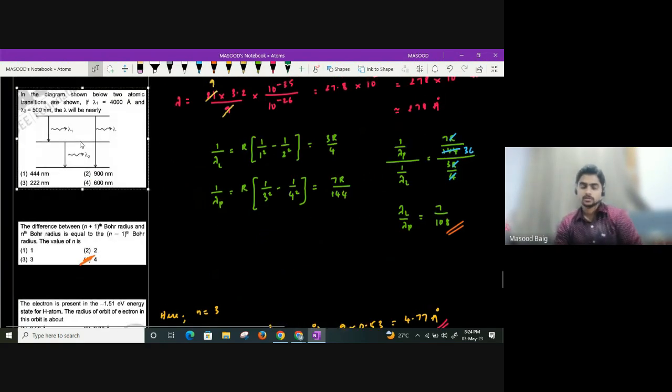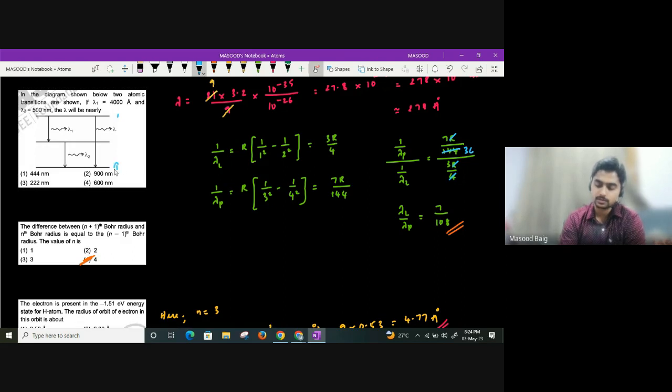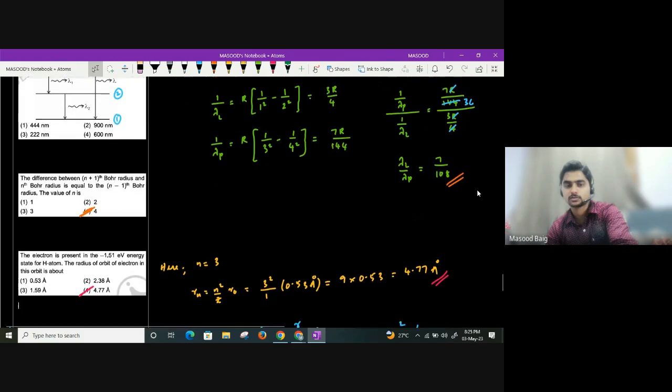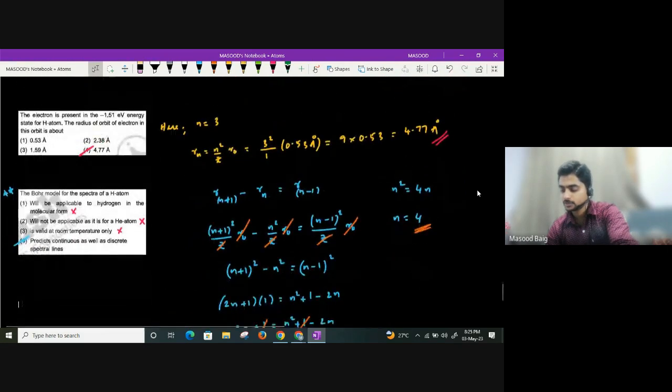Let's see the next question. In the diagram shown below, two atomic transitions are shown. If lambda 1 is given as 4000 angstrom, lambda 2 is given as 5000 angstrom. So you see, which state the transition is made from and to is very important, guys. Here we can take this as our first state, this second state, this third state. In the first case, transition is made from E3 to E1. One is 4000, other is 5000. They're asking us to find the lambda 3 value, guys. It is also a previous year question.